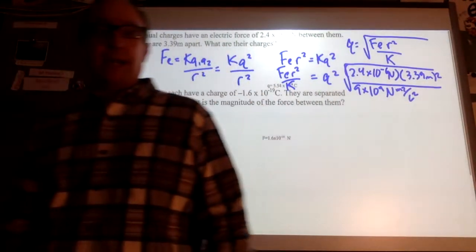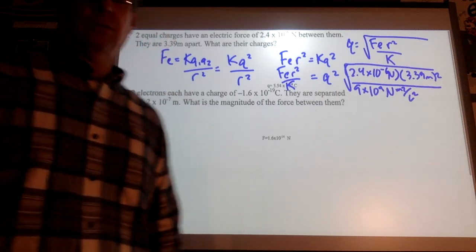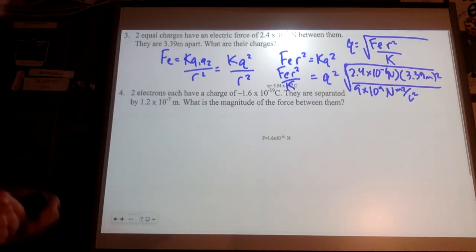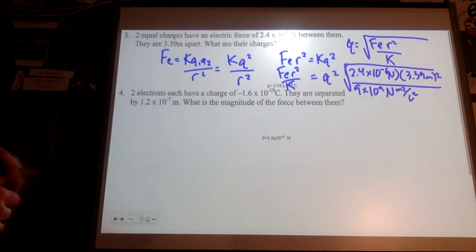So see if you can put that in your calculator and get the correct answer. Two electrons each have a charge of negative 1.6 times 10 to the negative 19. They are separated by 1.2 times 10 to the 7th meters. What is the magnitude of the force between them?